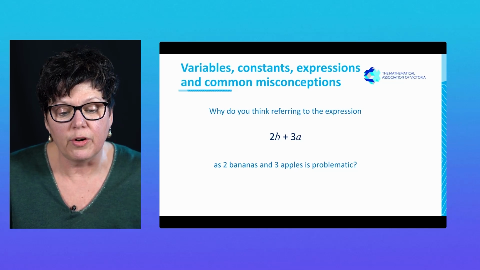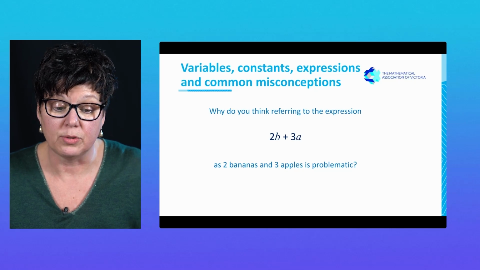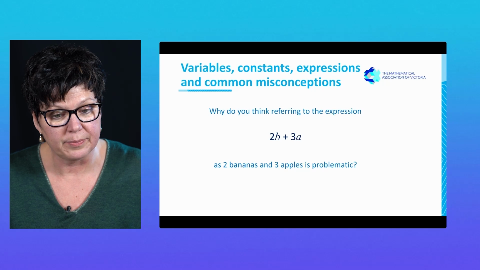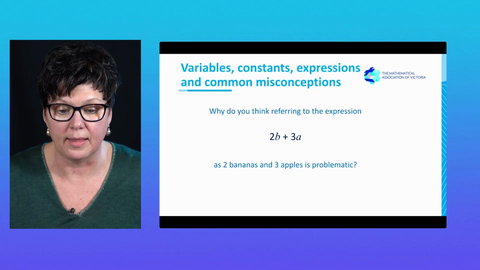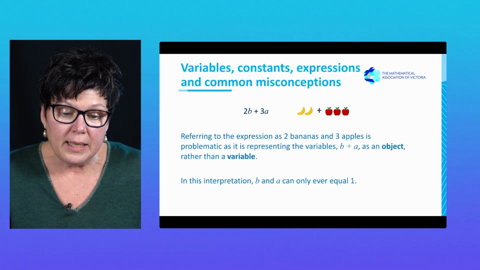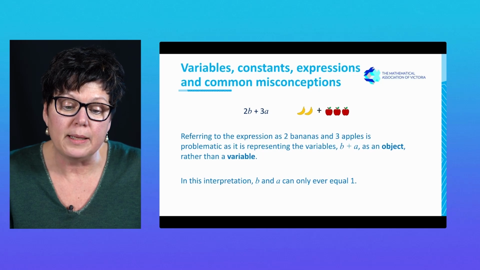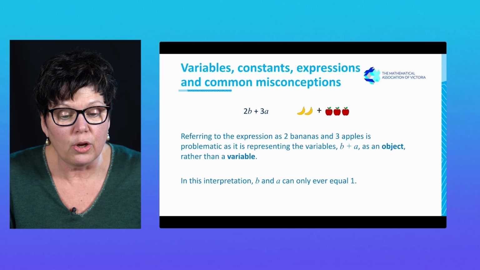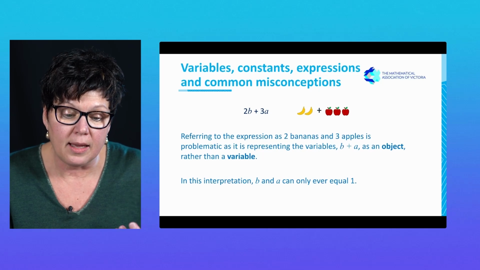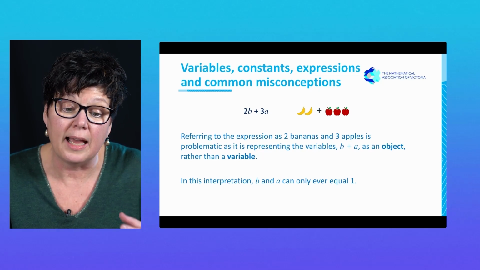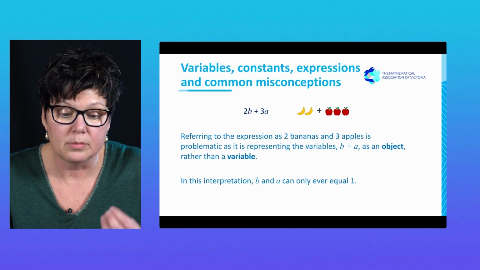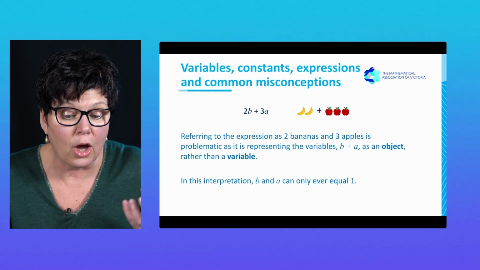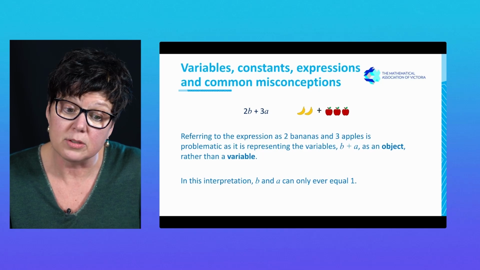Why do you think referring to the expression 2b plus 3a as 2 bananas and 3 apples is problematic? I'll just give you a moment to think about that. So the reason that referring to 2b plus 3a as 2 bananas and 3 apples is problematic is that we're no longer treating b or a as a variable. We're treating it as an object, i.e. apple and banana. And in this example, b and a can only ever equal 1, so it's not a variable.